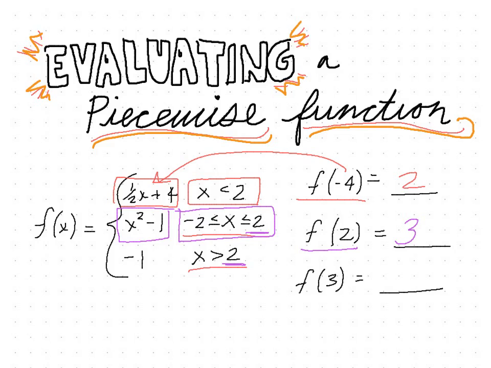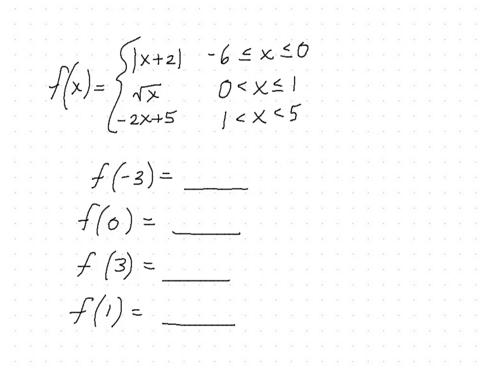Alright, last one. F of 3. We want to find where 3 is on these domain restrictions. Okay, so 3 is an example of a number that is greater than 2. So I plug in here, and there's nowhere to plug in, so it's just negative 1. Remember, that's a constant function, so there's nowhere to plug in an x. It's always negative 1. It's constantly negative 1. So let's do another example.